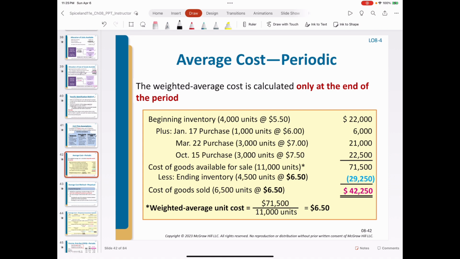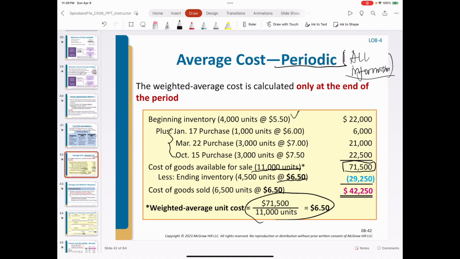First, we assume we are using the periodic inventory system. Since the inventory account is updated once at the end of each accounting period, we apply the cost flow assumption where we have all the information. So we have the three purchases' information and the beginning balance of inventory, then we can calculate the average. Total goods available for sale is 71,500. This is the same for every cost flow assumption, divided by the total number of units available for sale. So the average cost is $6.50.